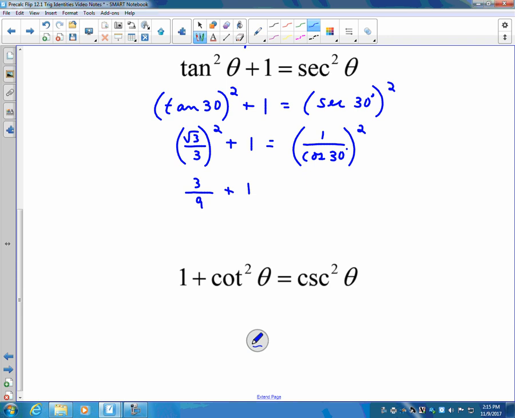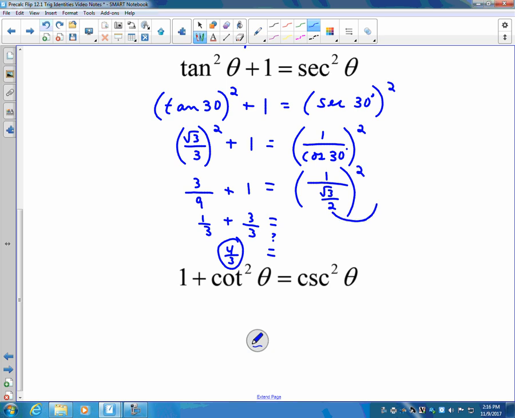What do we have here? 1/3 plus 1. Isn't that 4/3? Yes, it is. That's what's going on the right side. The question is, is it going to be what happens on the left side? Well, what's the cosine of 30 degrees? It's radical 3 over 2, all right?